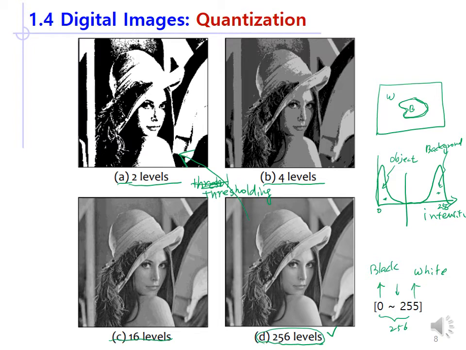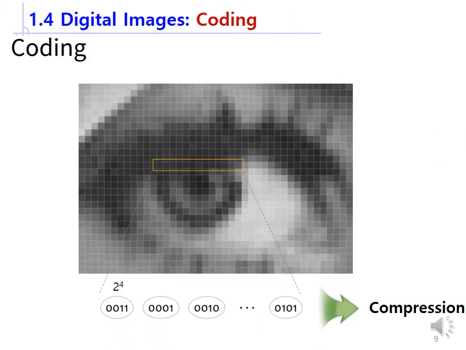Thresholding the image. We will meet two-level images later, and we will study thresholding later. After sampling and quantizing the image, each pixel has its own intensity number. This example shows a 4-bit number to express the 16 levels of intensities. These numbers can be coded to compress the size of the image.